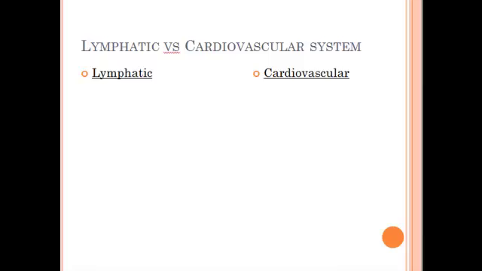Okay, welcome back. Let's see what you came up with to compare these two systems. Let's start with the lymphatic system. So one major difference here is the lymphatic system is a one-way system. So that means that the fluid is only going back towards the heart, whereas the cardiovascular system is a circular system, I guess is how you could say it. Or in other words, it's going away from the heart and then bringing the blood back towards the heart.